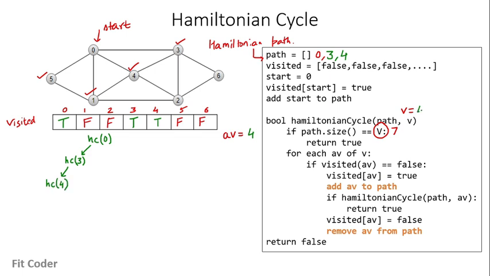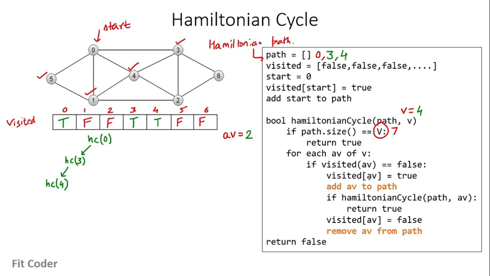So V is 4 now. And now we check size of the path array. So this condition is still not true. We check the adjacent vertices of 4. Adjacent vertices of 4 are 0, 3, 1 and 2. But 0 and 3 are already visited. So we have 1 and 2 left. So let's say we pick 2 first. So AV is 2. We check if visited 2 is false and then we go in this if condition.